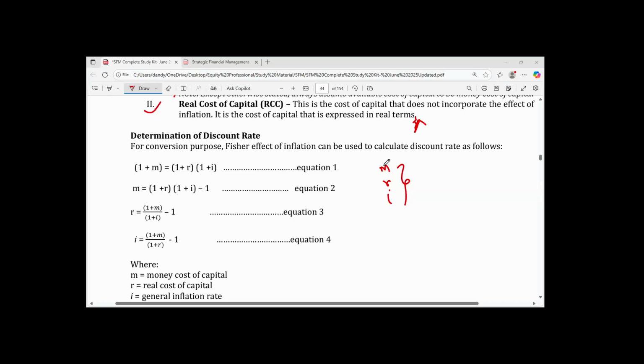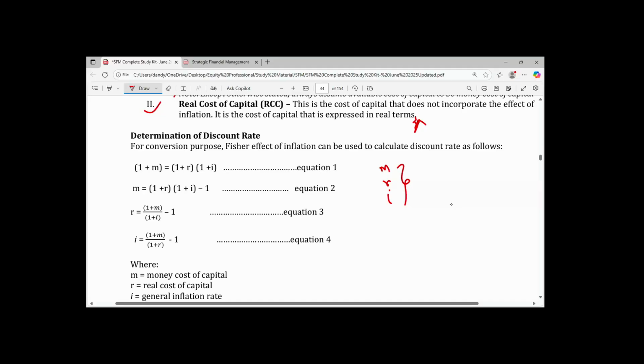Okay, so how do you then calculate money cost of capital, real cost of capital, or general inflation rate? To do this, you are expected to use the Fisher effect formula. Use the Fisher effect formula to get your money cost of capital, real cost of capital, and then general inflation rate. Professor Fisher is the one that developed this formula.